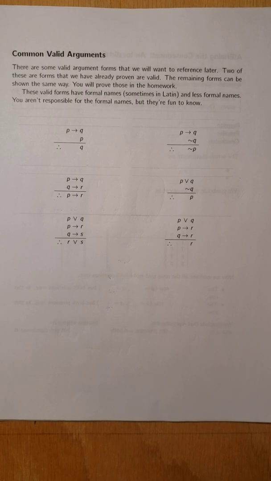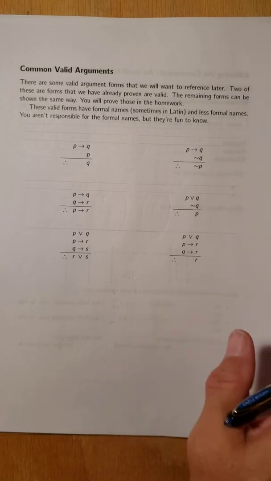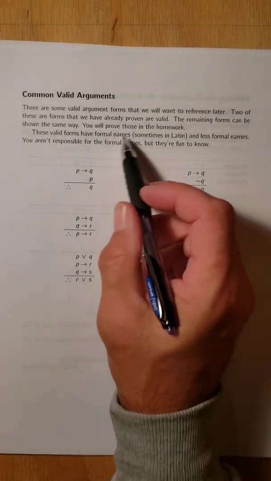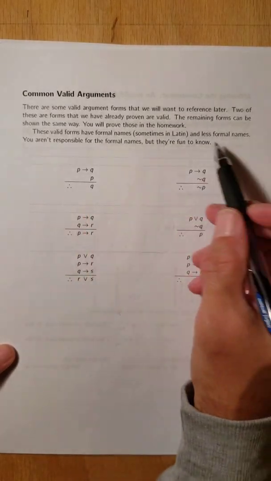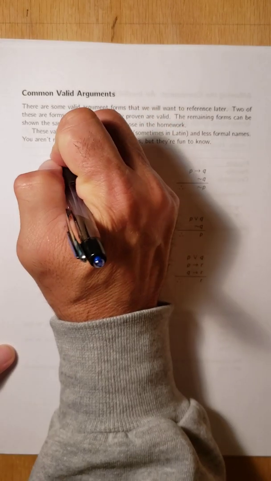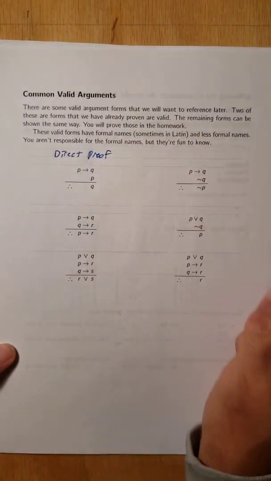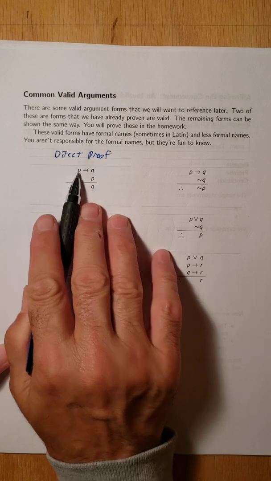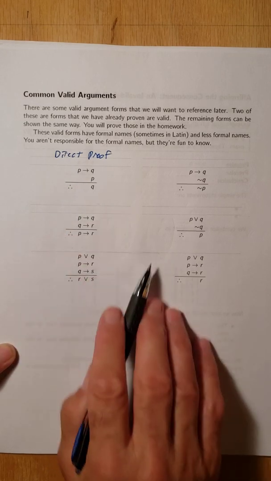All right, so if I look at some common valid arguments, now these are just the form. We can prove these if we want to, but it looks like some of these are going to show up in the homework. I'm just going to give you the less formal names. This is a direct proof. If P then Q, we know P, Q must happen. If P then Q, and we know P is true, then Q must be true.